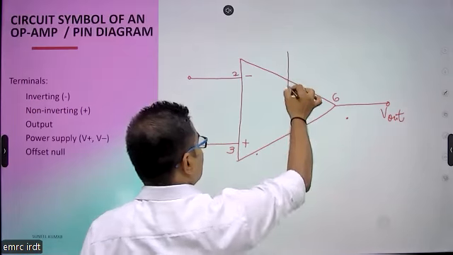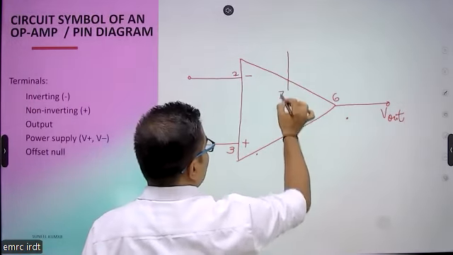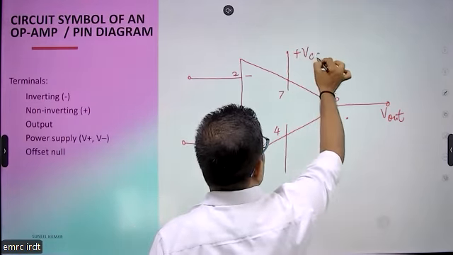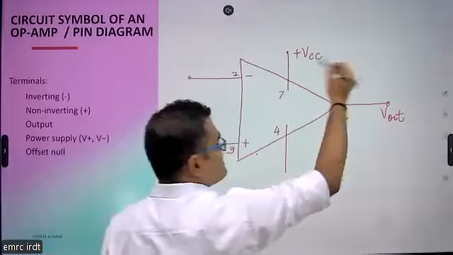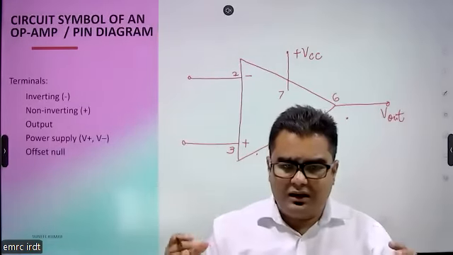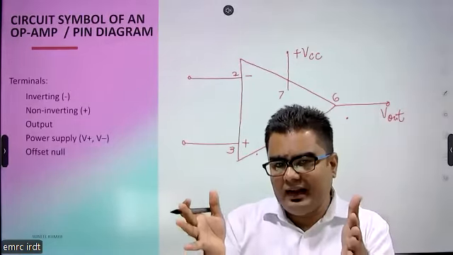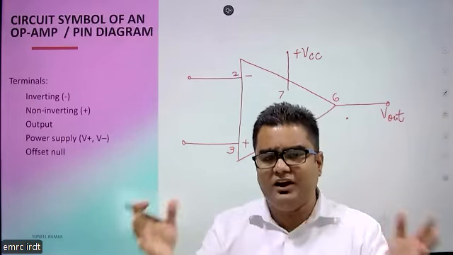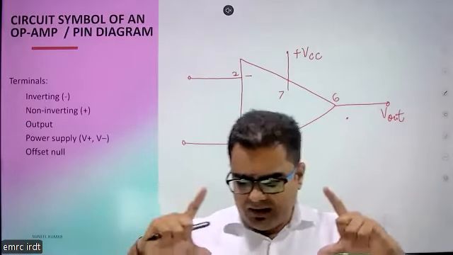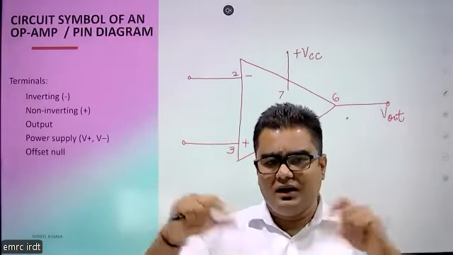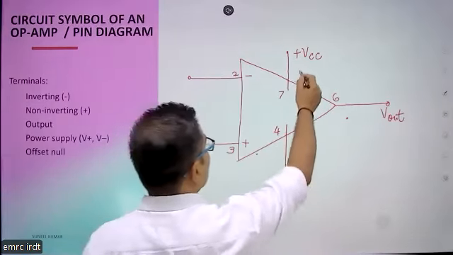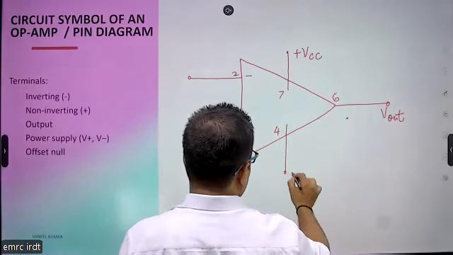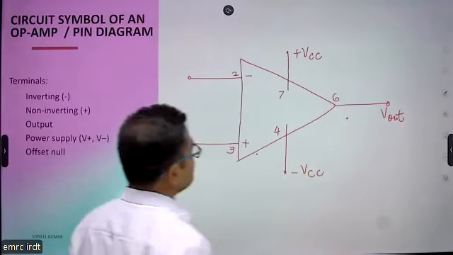Then we have two other terminals, that is 7 and 4. So at 7 we are connecting positive DC supply. We are writing it as VCC. VCC means the DC supply is connected at the collector terminal of BJT. Basically, in op-amp, we are having different kind of differential amplifier. We are having direct coupled BJTs inside of this IC. So we have to provide supply to those BJTs. So this is the plus VCC, and here we are having minus VCC.